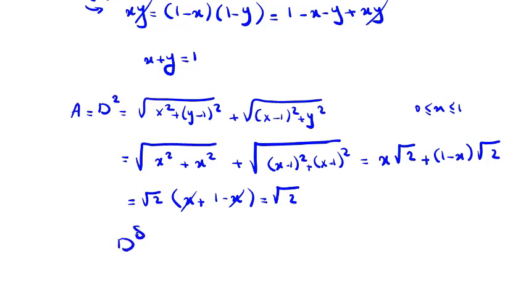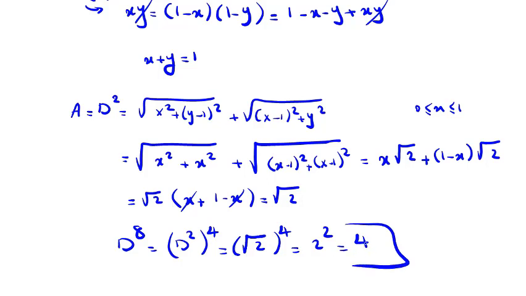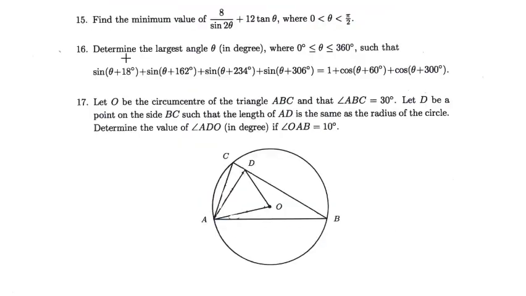And d to the power of 8 is what? It is d squared to the power of 4. d squared is root 2, to the power of 4. It will be 2 squared, and it will be 4. So the answer equals 4.